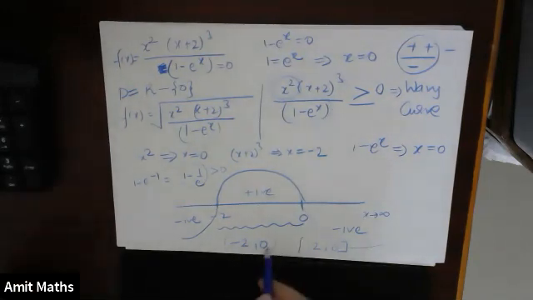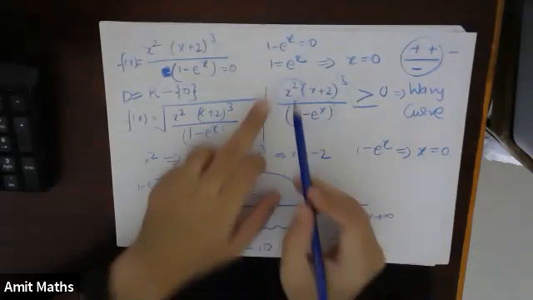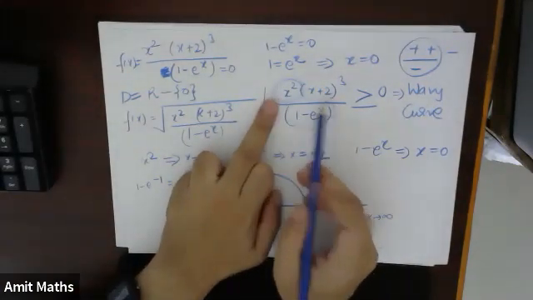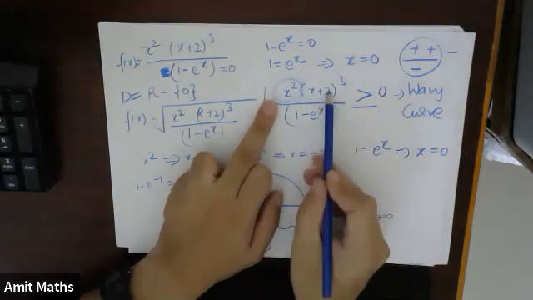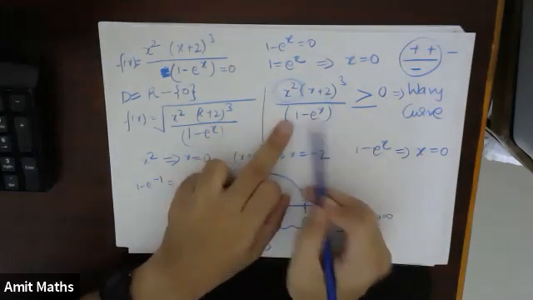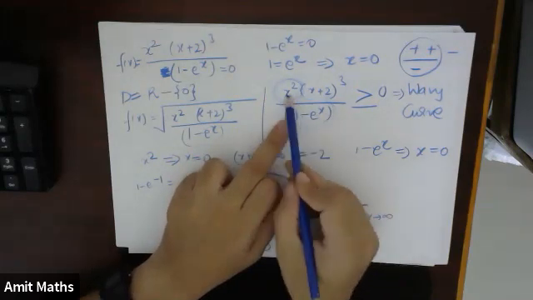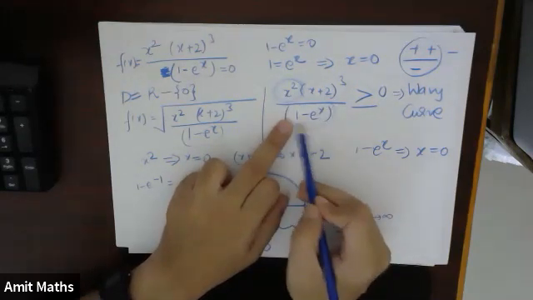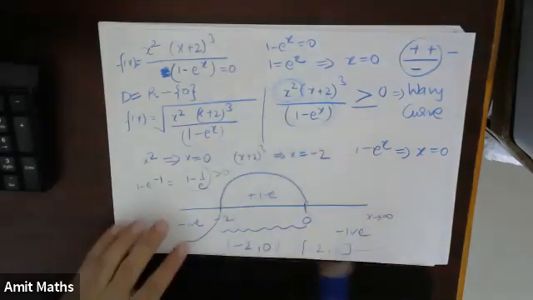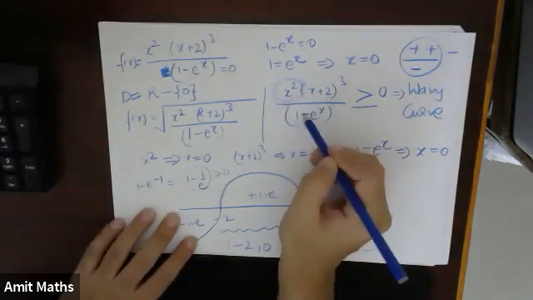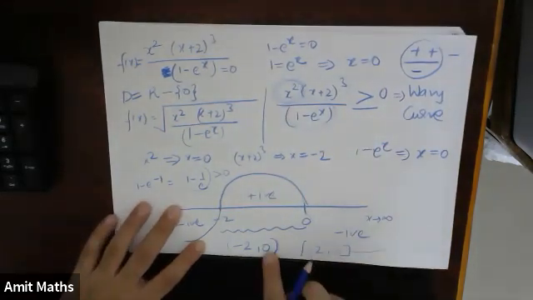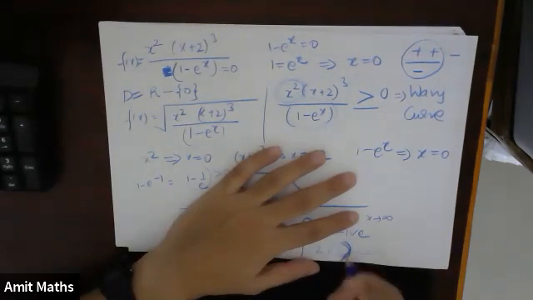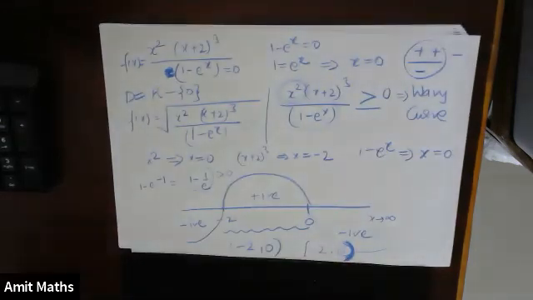At 0, what is happening? The numerator is becoming 0, because 0 into something will become 0. But the denominator is also becoming 0. So if something is of the form 0 by 0, it is undefined in maths. That means I will not include 0. One thing I am assured of is that 0 will have an open bracket.